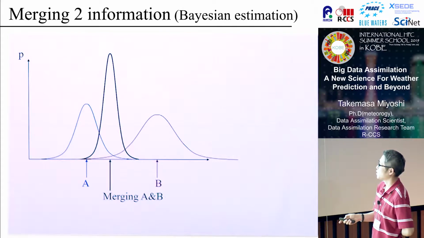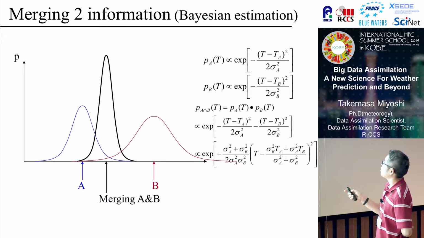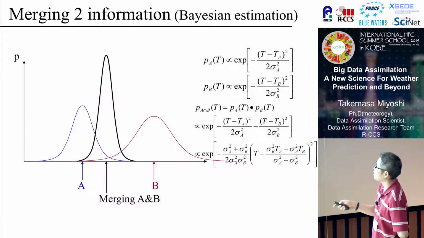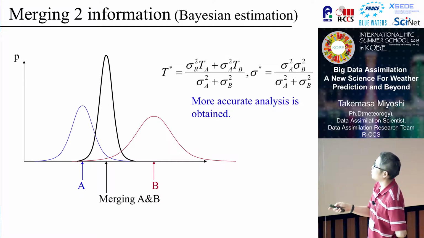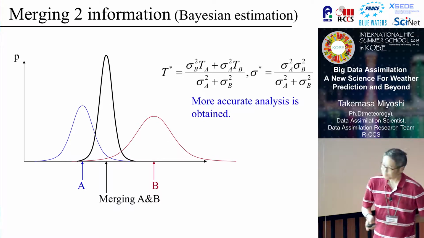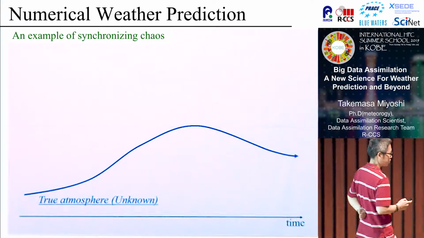Okay, so this is merging A and B. If we assume the Gaussian function, we can compute like that. If we can assume A and B are both Gaussian, and this is Gaussian, we can compute that. And it is narrower and higher, okay, somewhere in between A and B.